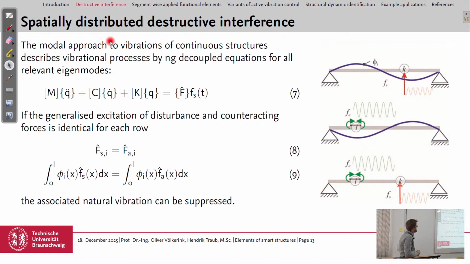So now we have a look at the second variant of active vibration control, the one we had on the right-hand side, the spatially distributed one, where we use the eigenmodes of the whole structure to suppress the vibrations. We can use this modal description of the vibration again, which we had in the last lecture. We have the generalized mass times the acceleration, the damping times the velocity, and the stiffness times the modal coordinate again.